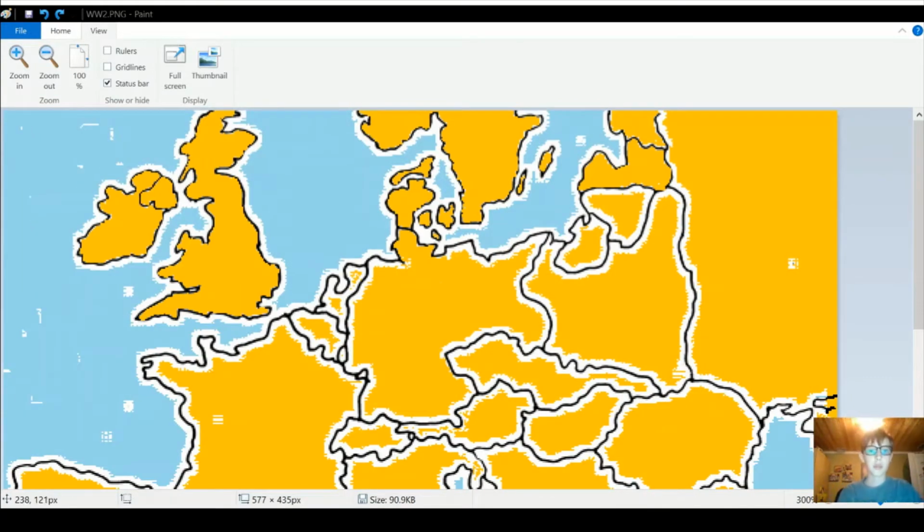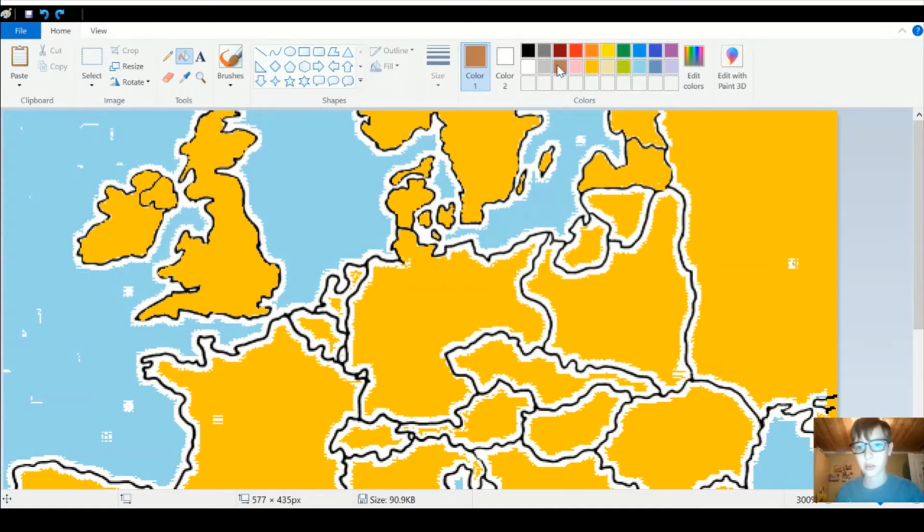Anyway, I'm going to be using MS Paint, and every time I do a new color, I'm just going to be doing something like that. But yeah, so we'll just explain the colors. Red is going to be the bad guys, blue is going to be the good guys, and yellow is going to be just all the neutral places. So we can start with the first event.